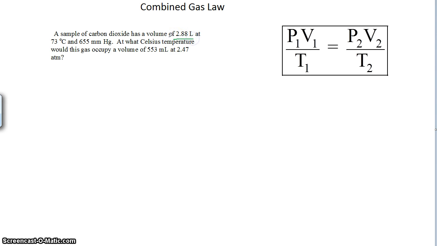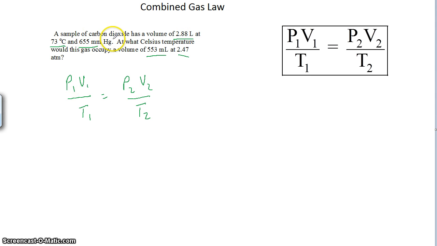Now the example problem that is given to you here is that you've got a sample with this volume, 2.88 liters, this temperature, and this pressure. At what new temperature, and this is going to be in Celsius, would it have this volume and this pressure? So let me write this out and we'll just fill this in. P1V1 over T1 is equal to P2V2 over T2. And then let me just fill these in. I'll use a different color as I do this.